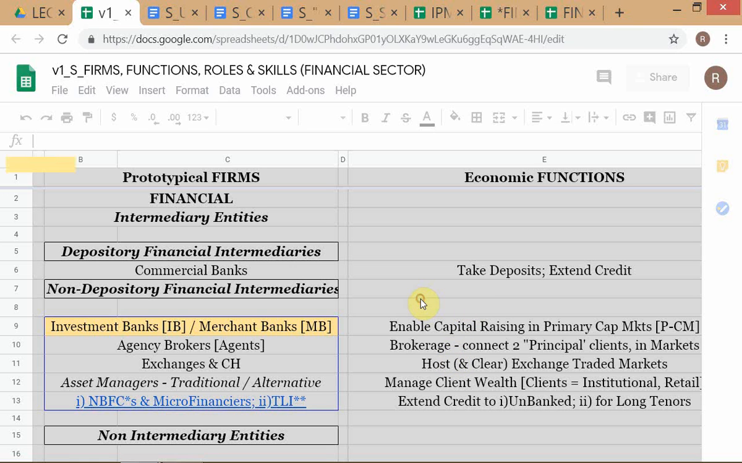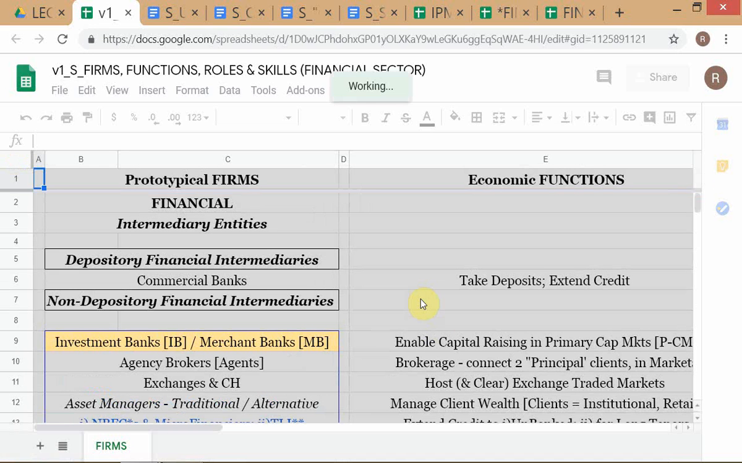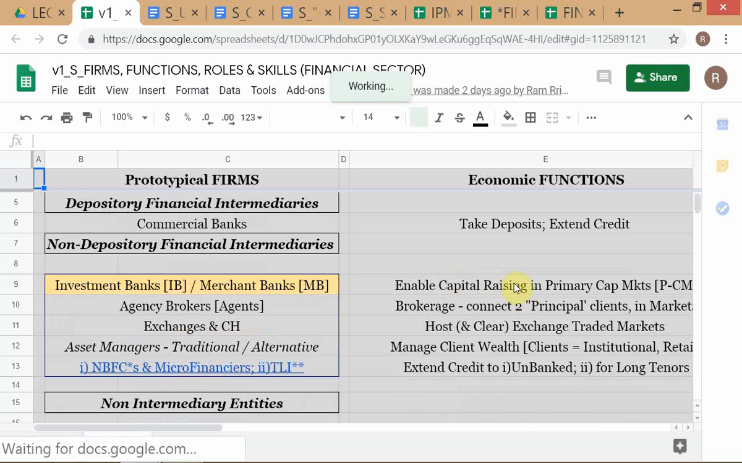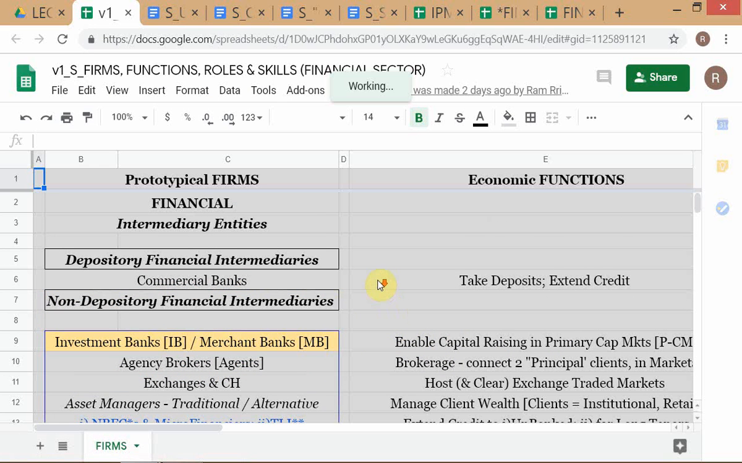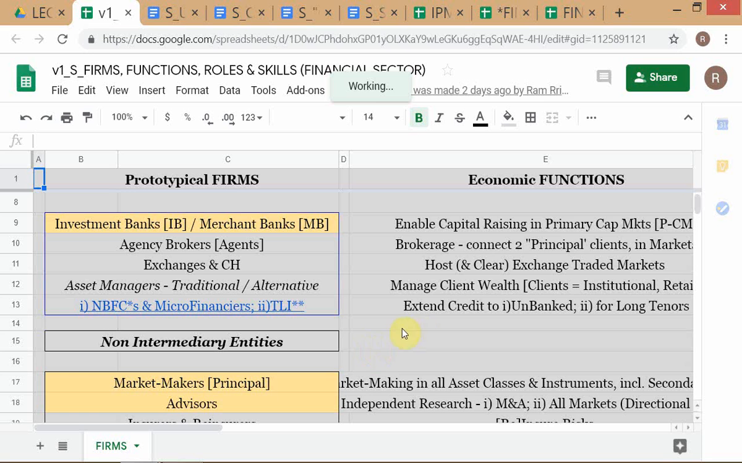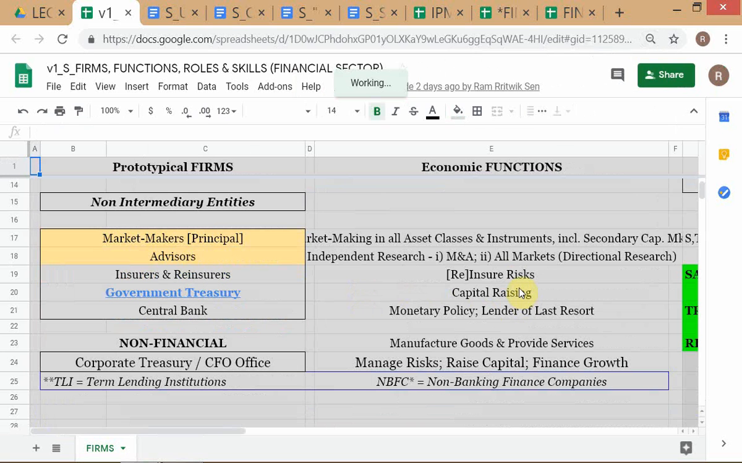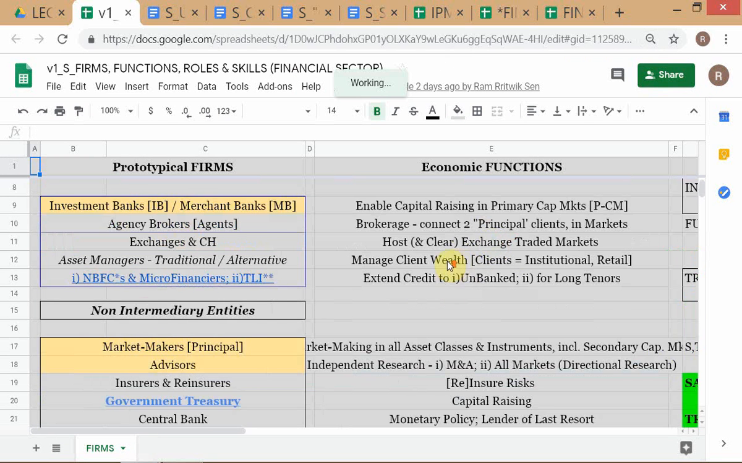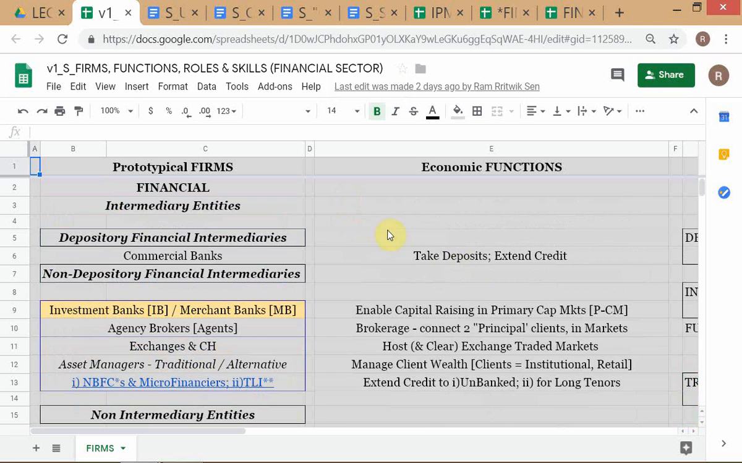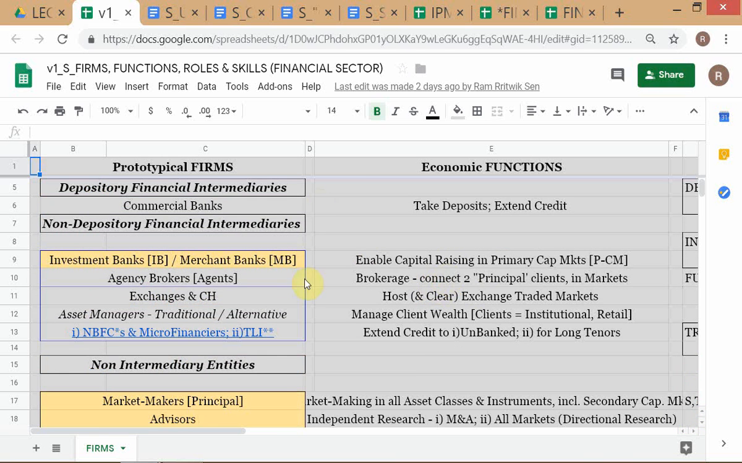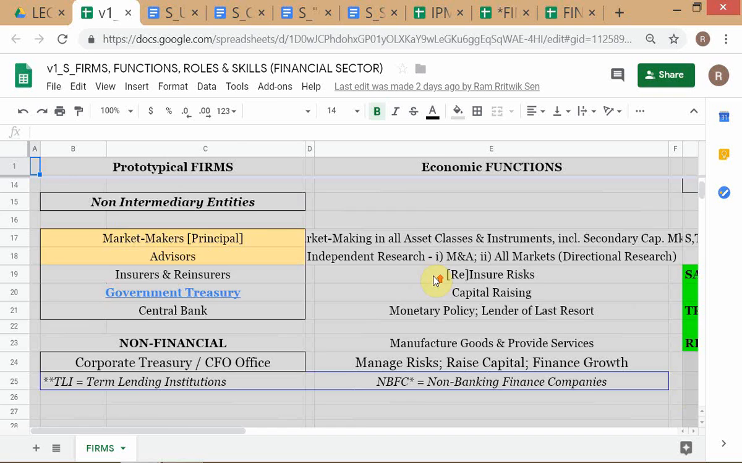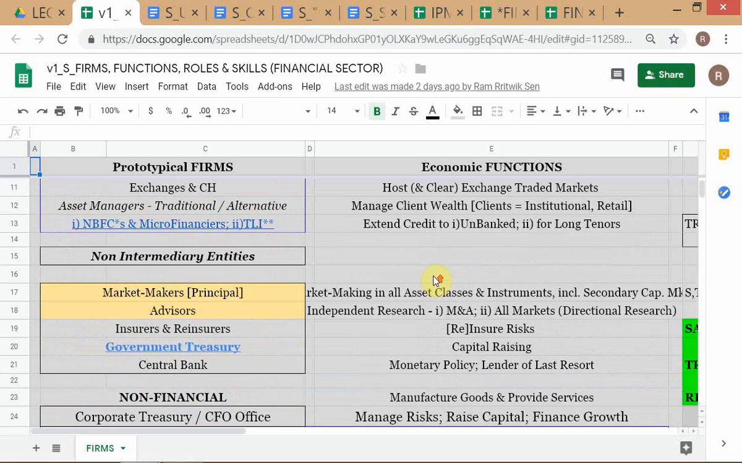Here I try to take a look at all these firms that exist in the financial sector, and then try to look at their functions. Essentially I've tried to look at what each of these types of firms do. Everything is included here. This is an exhaustive list, including the government treasury. We'll go through all of this when we go to our unit 2, which is firms and functions. But essentially this is organized like this. If you want, you can start looking at it just to get an idea. Everything is included here, including the corporate treasury, the CFO's office, everything.